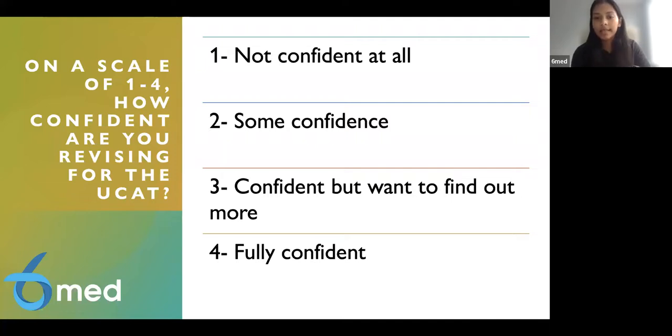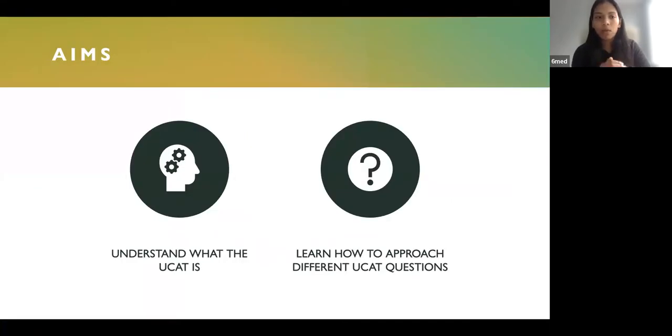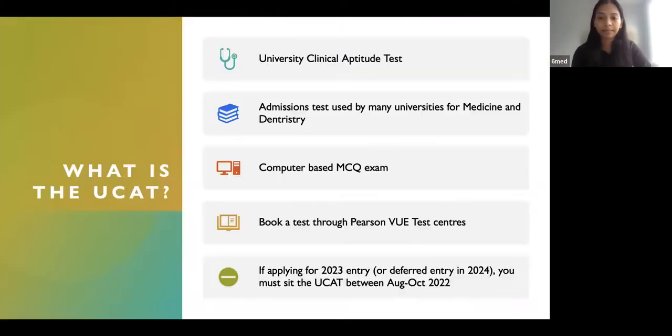What this session aims to do is help you learn what the UCAT actually is, teach you how to approach different UCAT questions, and give you a little bit of an overview of what you need to be revising for during the summer and how you can revise best.